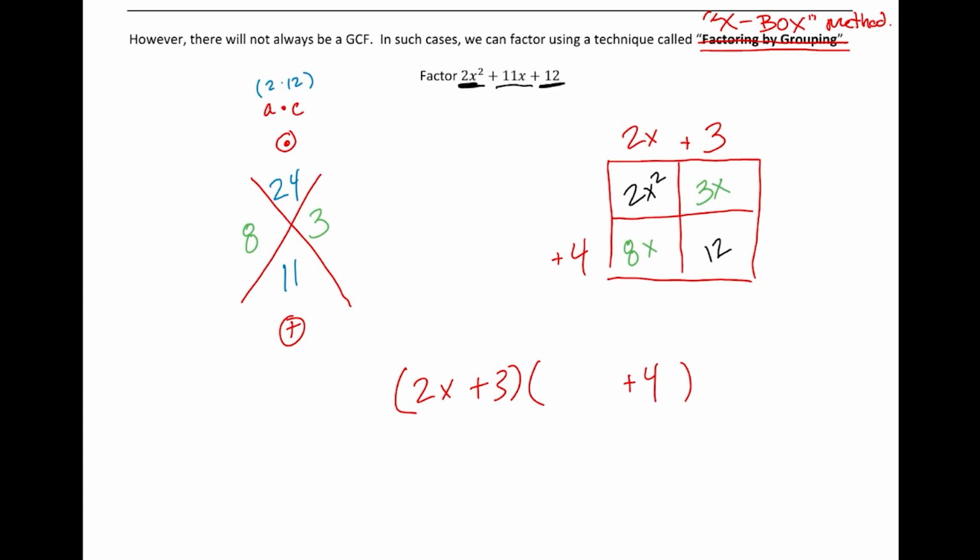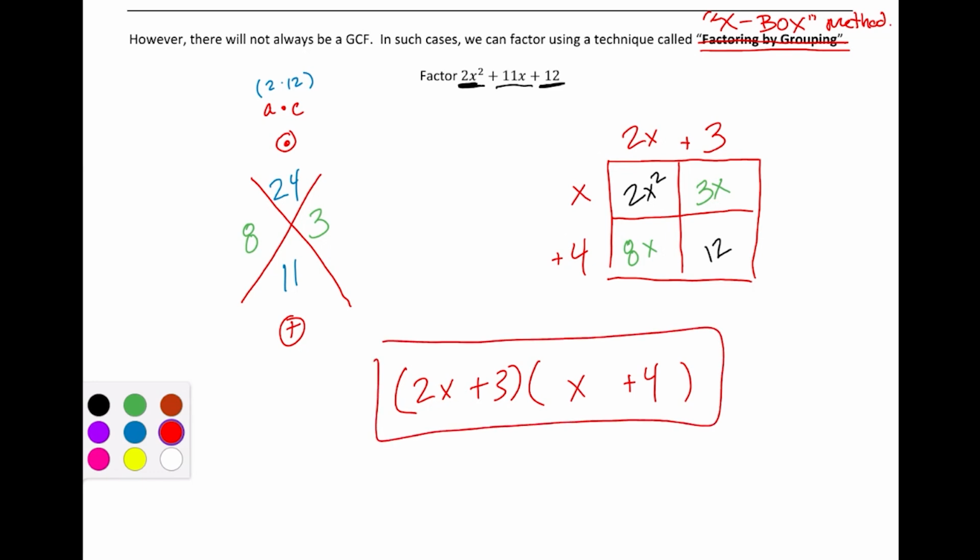And now we need to find the GCF of the top row. Now 2 and 3 are both prime, so the leading coefficient of that GCF is just 1. That's the only thing that divides both of those. And they both have an x. So the GCF of that top row is just 1x, or just x. So x plus 4 times 2x plus 3 is my answer. Those are the factors of the trinomial.